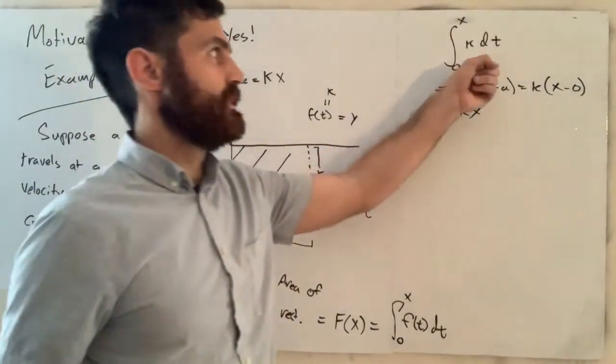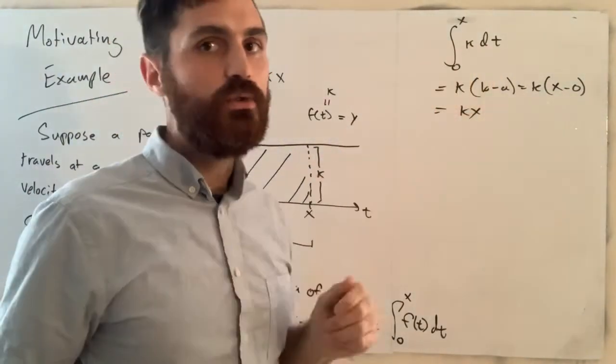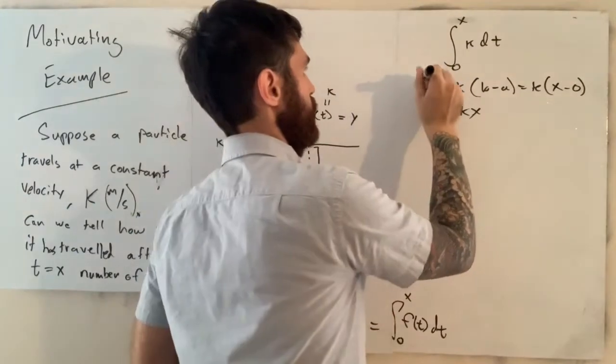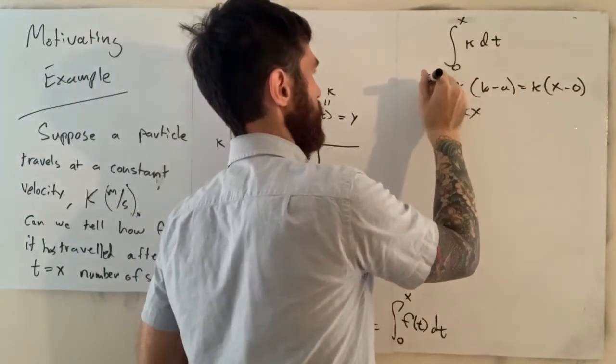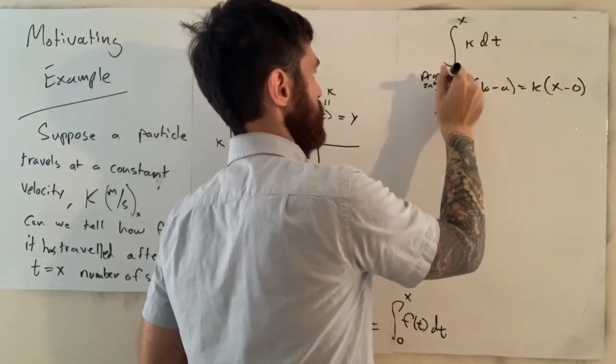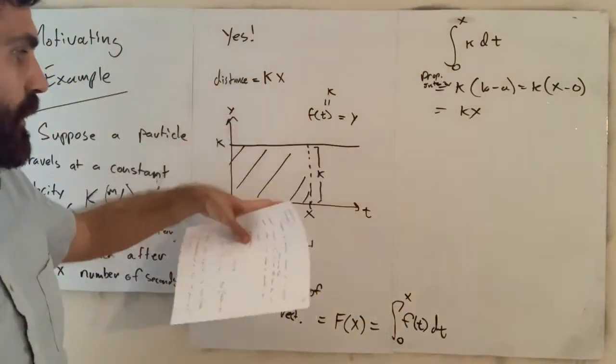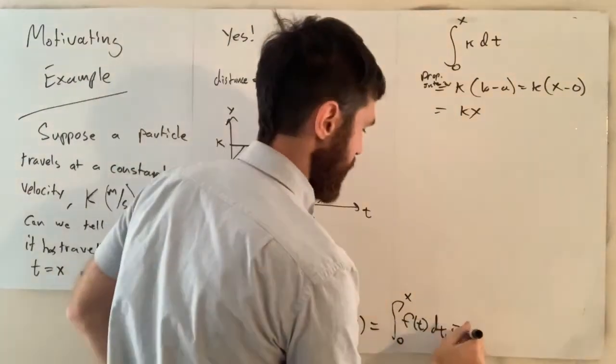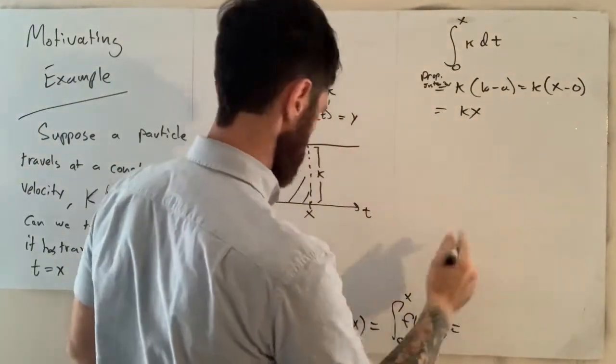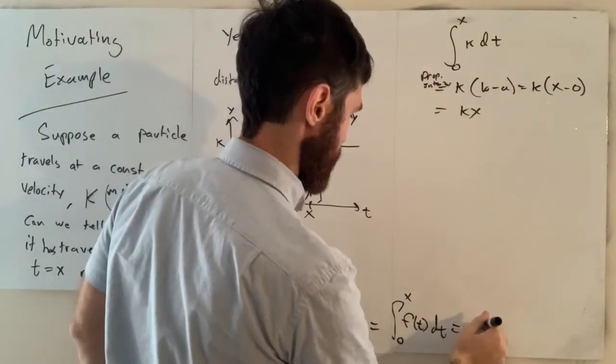So we can compute this integral too. This is again just using those properties of integrals. But we also knew from our picture that this is just going to be equal to x times k.